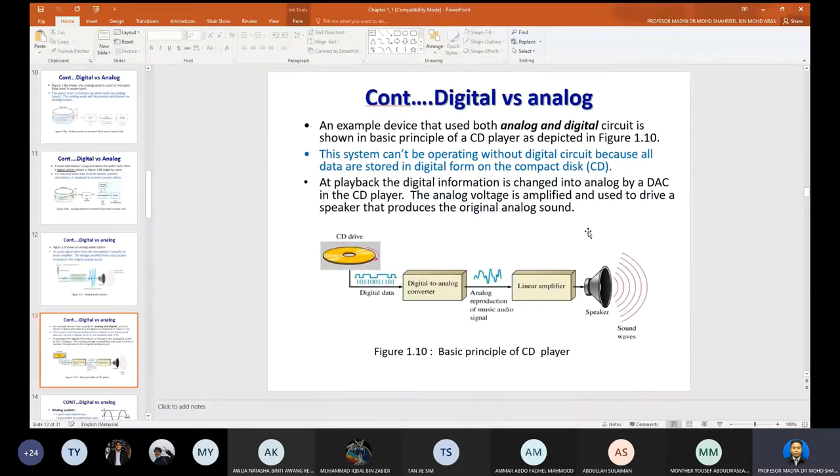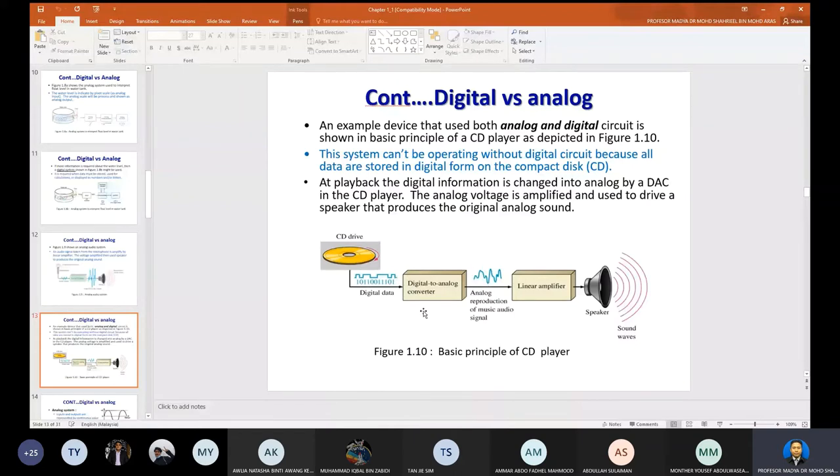Next is another example, from digital to analog. For example, the basic principle of the CD player. The CD player actually holds digital data, for example like 1011, 00111. This we call serial data. Actually, for the type of data, we have two types: serial and parallel. This one we call serial, for example 0111001110. And then this digital will be converted into analog.